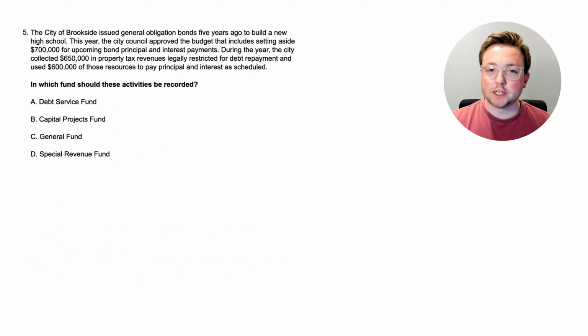All right, here we are at question 5. In which fund should these activities be recorded? Let's go up to the top. The city of Brookside issued general obligation bonds 5 years ago to build a new high school. This year, the city council approved the budget that includes setting aside $700,000 for upcoming bond principal and interest payments. During the year, the city collected $650,000 in property tax revenues legally restricted for debt repayment and used $600,000 of those resources to pay principal and interest as scheduled.